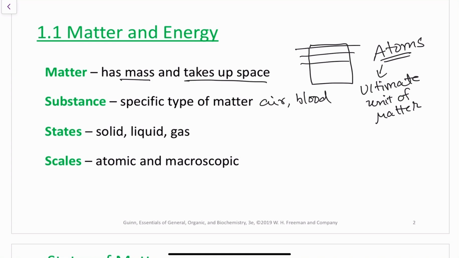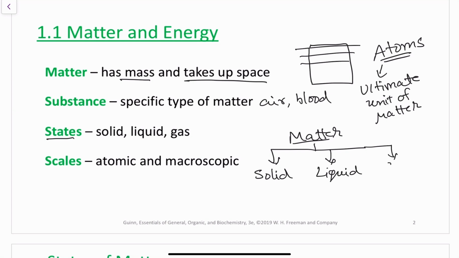Then we have the states. Matter can be found in 3 states: solid, liquid and gas. We're going to talk about these things in the next slide.